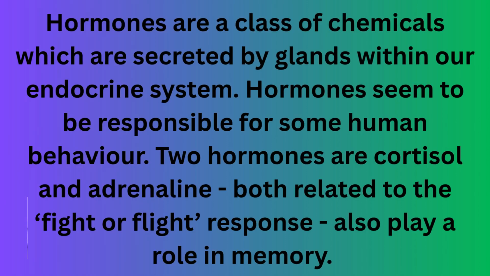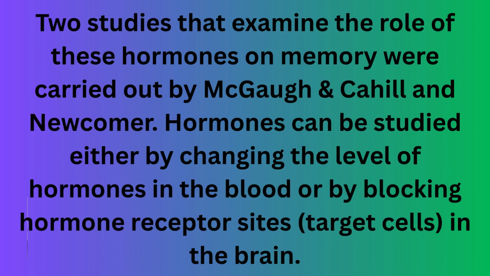Let's get started. Okay, so first I start with the introduction, and this is what I write in my introduction. Hormones are a class of chemicals that are secreted by glands within our endocrine system. Hormones seem to be responsible for some human behavior. Two hormones are cortisol and adrenaline, both related to the fight or flight response, and they also play a role in memory. Two studies that examine the role of these hormones on memory were carried out by Metcalf and Cahill and Newcomer. Hormones can be studied either by changing the level of hormones in the blood or by blocking hormone receptor sites on target cells in the brain.